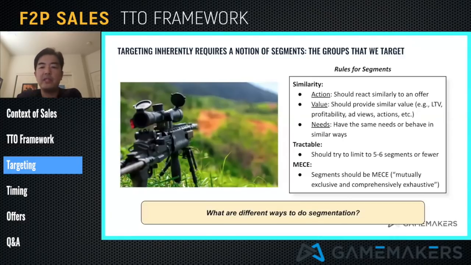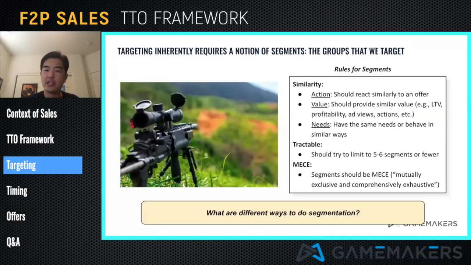And also in terms of needs, they should have the same needs or behave in similar ways. I also generally recommend that your segments be trackable. If this is machine learning or computer-based, you can have more, but for human beings, I would recommend having like 5 to 6 segments or fewer.